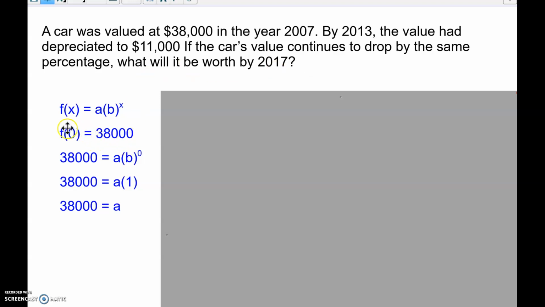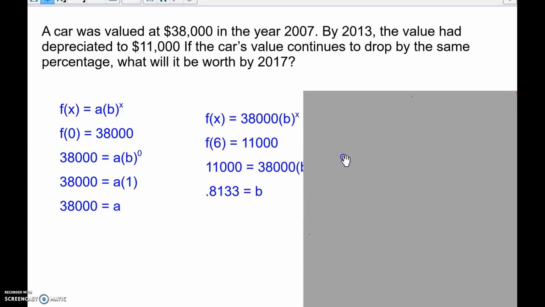Our general exponential function looks like f of x equals a times b to the x. All right, well, the initial year would be year 0, so we're going to let x be 0, and my answer to f of 0 then would be 38,000. So plugging that in, I am able to solve for the a, because b to the 0, of course, is 1, so that means a must be 38,000. That gives me this next set of equations that helps me get to the answer. So f of x then in general is 38,000 times b to the x.